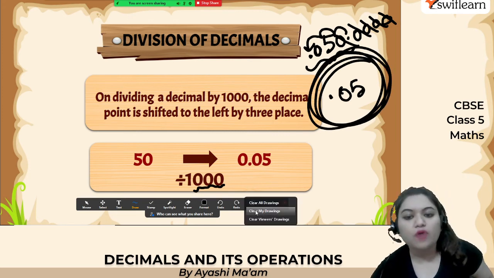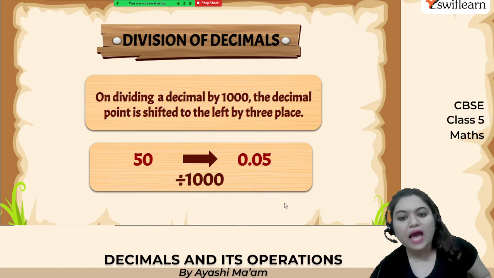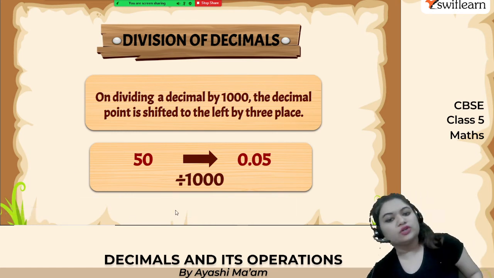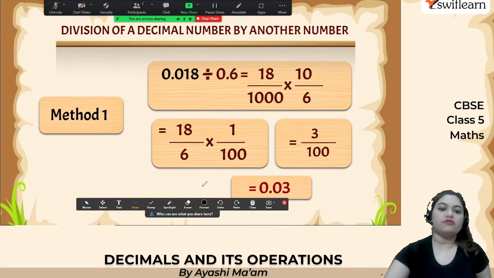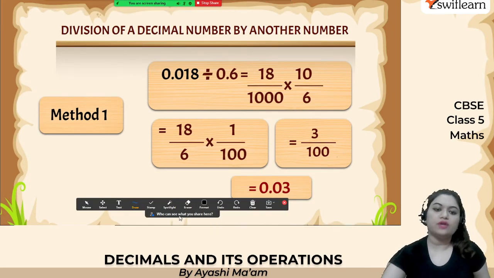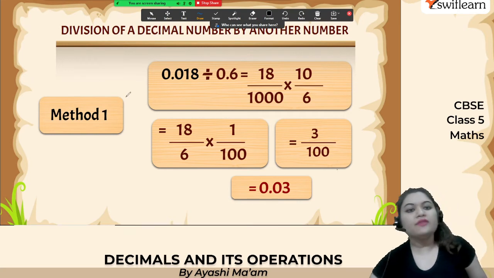Very, very simple. While multiplying we were moving right, according to the number of zeros in 10, 100 or 1000, and while dividing we are simply moving left according to the number of zeros in 10, 100 and 1000.